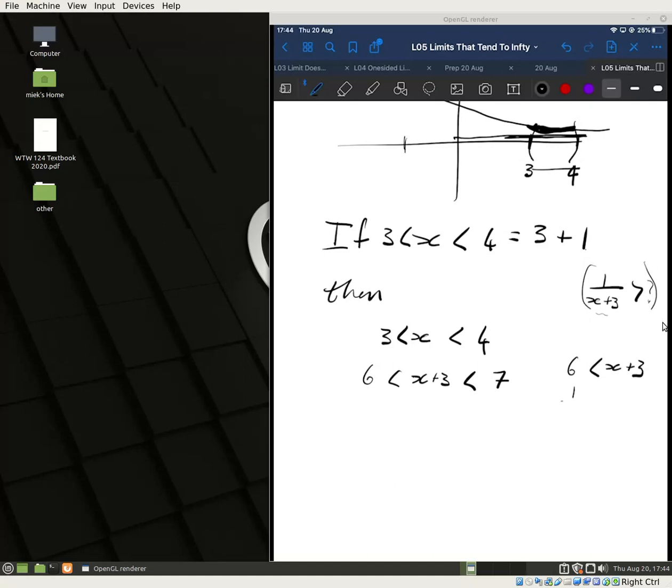If we divide by x plus 3, that becomes less than 1 over 6. So the inequalities flip around the other way. 1 over x plus 3 is greater than 1 over 7, but less than 1 over 6. And here is the inequality that we're looking for.